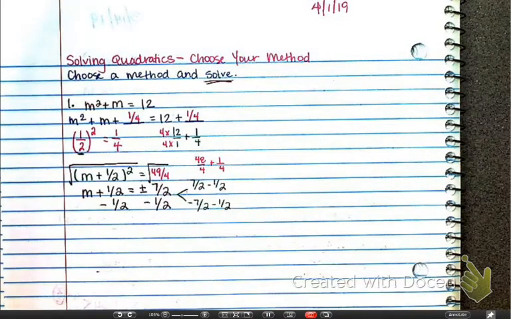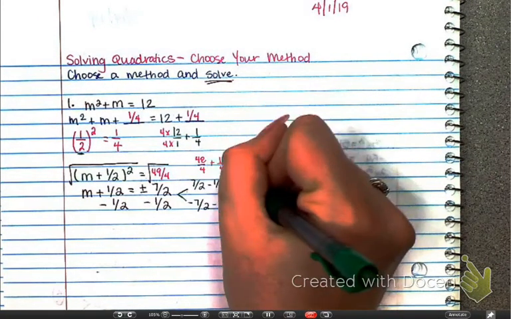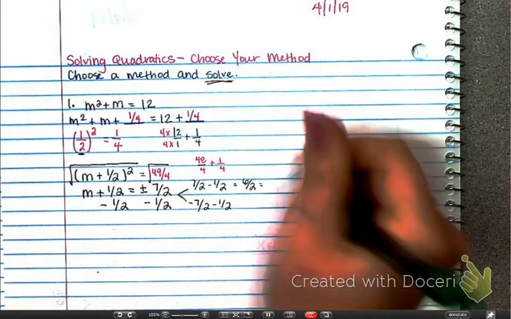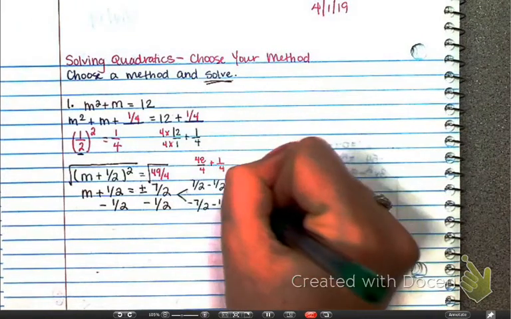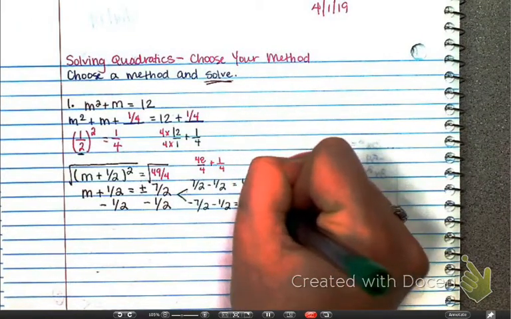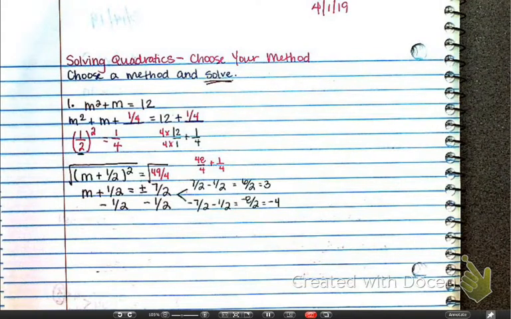The nice thing is the denominator is the same, so it's just a matter of adding the numerators. What's 7 minus 1? 6, and 6 divided by 2 is 3. Negative 7 minus 1 is negative 8. Divided by 2 is negative 4. So m equals 3, m equals negative 4. I can use completing the square. Did you like that? No. Probably not, right? That hurt your brain because of the fractions.